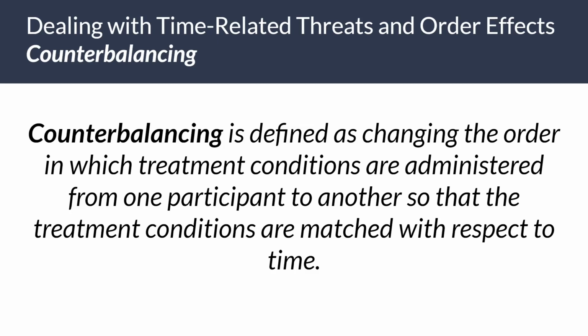So, counterbalancing is defined as changing the order in which treatment conditions are administered from one participant to another so that treatment conditions are matched with respect to time. Example: earlier in this lecture, participants were asked to say either neutral or curse words. But in that experiment, they counterbalanced the treatment by changing the order. Some participants were told to say neutral words first, while some other participants were told to say curse words first, so that the order of the conditions will not affect the results of the study.